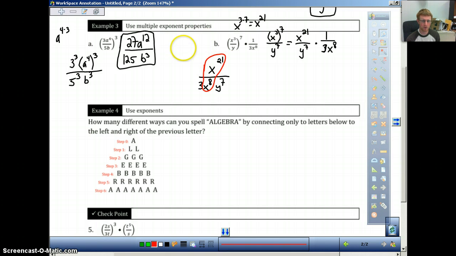So x to the 21st over x to the 8th will be x to the 21 minus 8. Therefore our solution is, we're left with x to the 13th. But because we had more x's on top than on bottom, that x to the 13th will be on the top, and we will have our 3y to the 7th on the bottom. Again, if we were to write out 21 x's across the top and 8 x's across the bottom, all 8 x's on the bottom would cancel out and we'd be left with 13 on top. That's why we have this answer.